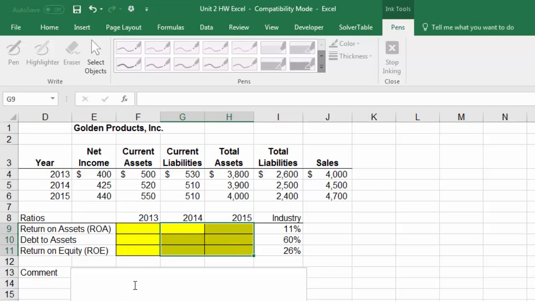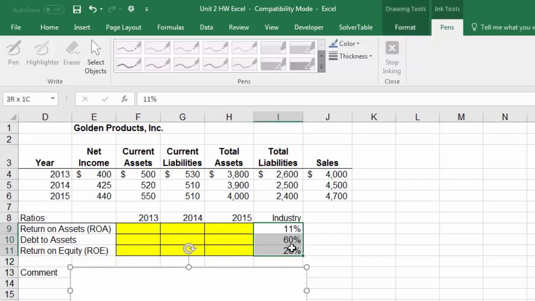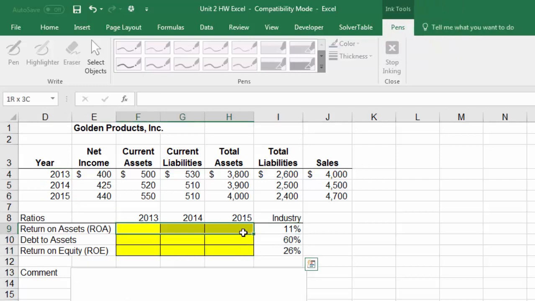And then the problem's going to ask us to comment, comparing to the industry, and we can observe two things: the trends over time for Golden Products Company, and then we probably want to look at the latest numbers for the company compared to the industry. So you can comment on where this company stands relative to the industry. But let's go ahead and just calculate them for 2013.